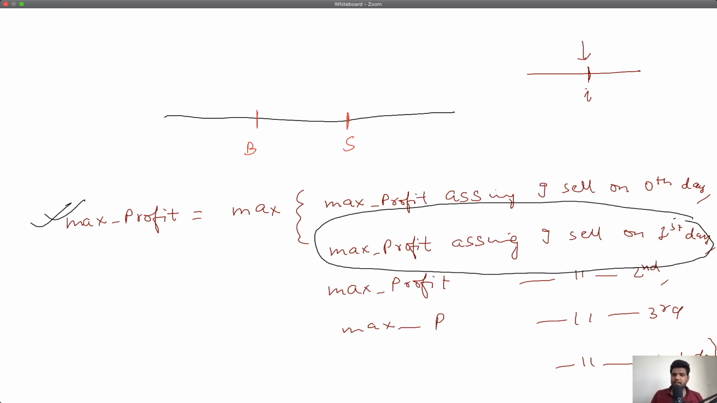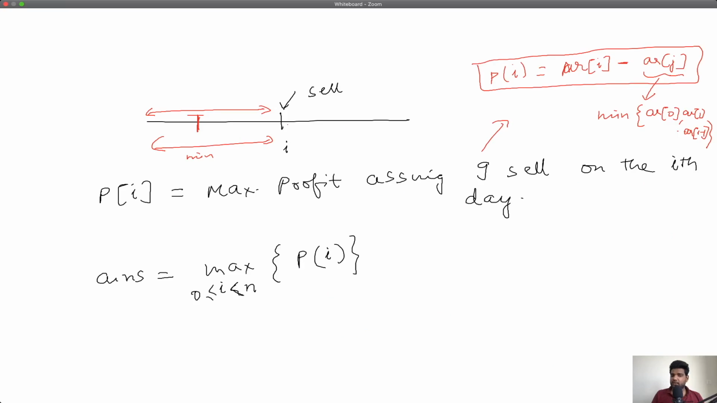And now the next step is I'm interested in finding out this max profit assuming I sell on a given day, let's say the ith day. That is nothing but the stock price on the ith day minus the price when you bought it. So when should you buy it in order to get the max profit? You should buy it on a day less than i, when the stock price was the minimum. So PI is array i minus array j, where array j is the minimum of array 0 to array i minus 1. Right?